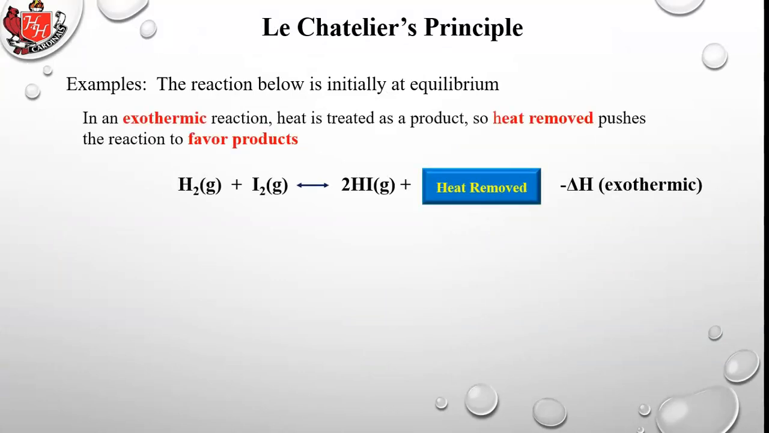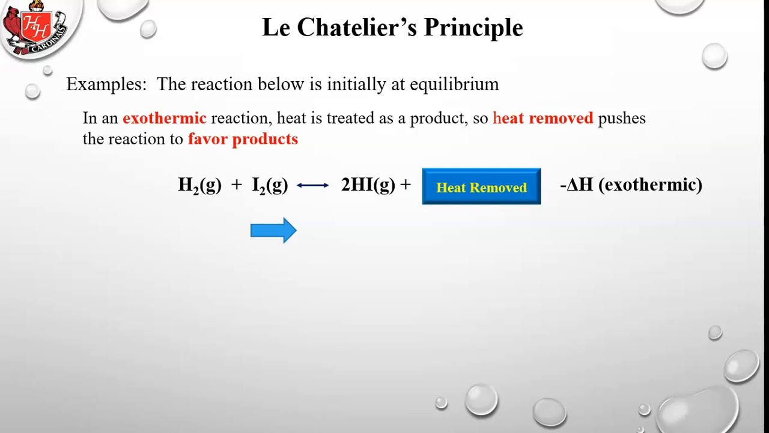Now, if it's an exothermic reaction, it naturally wants to give off heat. That's a negative delta H. So heat is treated as a product. It comes out on the right side, and it's given off to the atmosphere. So heat removed pushes the reaction to favor products. So why does that happen? The way I think of it is, you want to think of these little metaphors. Heat wants to come out of that reaction.